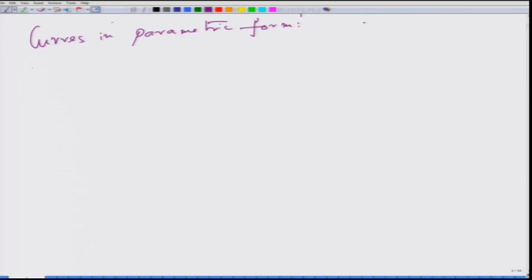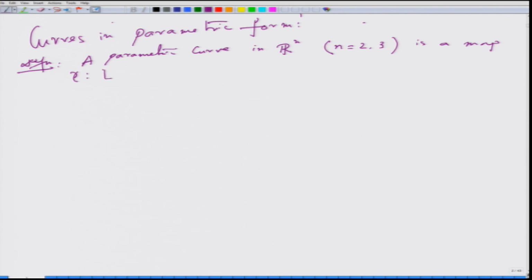What does it mean? So, here is the definition. A parametric curve in R^n, and for us n is either 2 or 3, is simply a map gamma from an interval [a, b] to R^n.